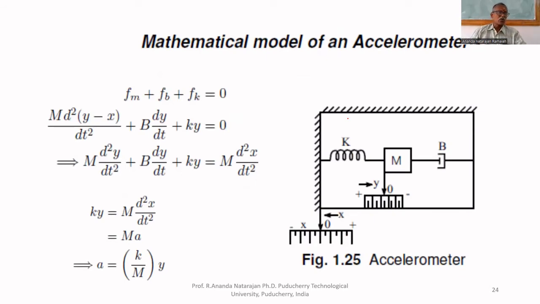Mathematical model of an accelerometer. Already we have seen the pendulum example. In that pendulum, it swings between left and right. When it is vertical, while swinging, the velocity will be maximum. If it goes to the rightmost, velocity is 0. If it comes to the leftmost, the velocity is 0. But the acceleration is maximum because the velocity is changing its direction. The displacement is changing its direction. That's why acceleration is maximum.